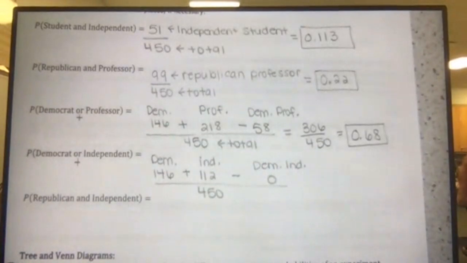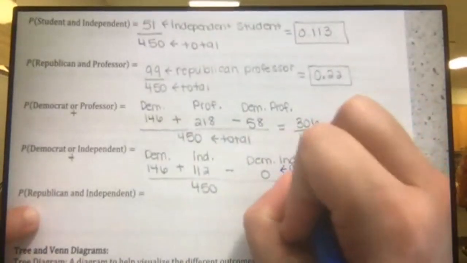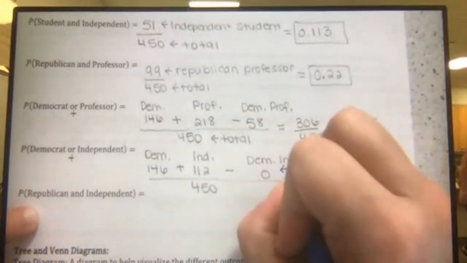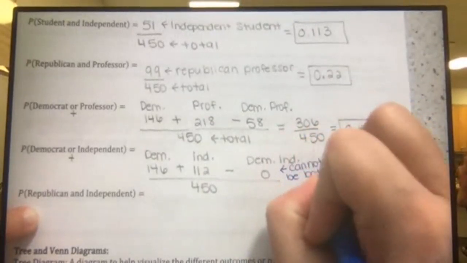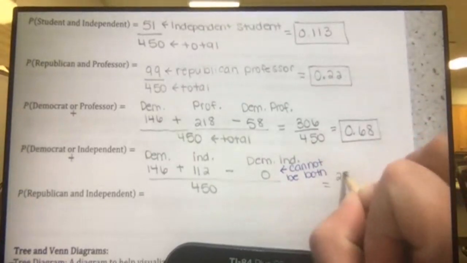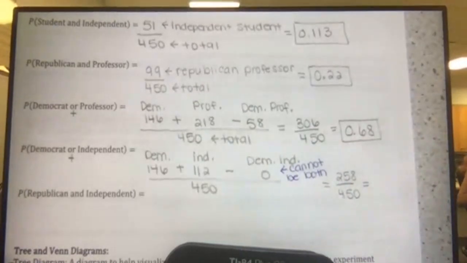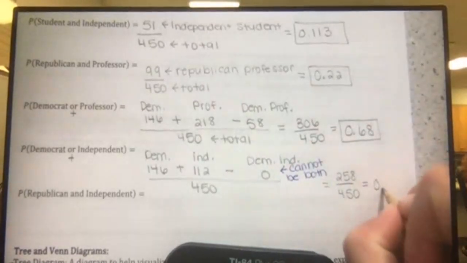That's how you would use the other formula, but I don't even need to worry about which formula to use because it kind of worked itself out in the wash. Cannot be both. So 146 plus 112 minus 0 would give us 258 out of our total 450, and we get 0.573.